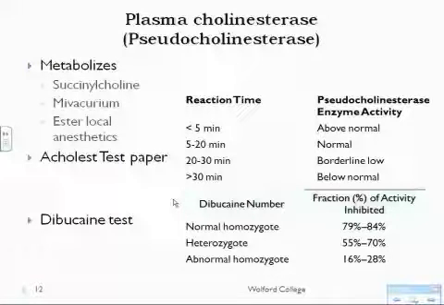And the abnormal homozygote is down to 20% function, which indicates to you that when you give succinylcholine to that individual, you can have a prolonged duration of action of 4 to 6 to 8 hours, versus the heterozygote, which will usually increase the duration of action by about 45 to 50 minutes.